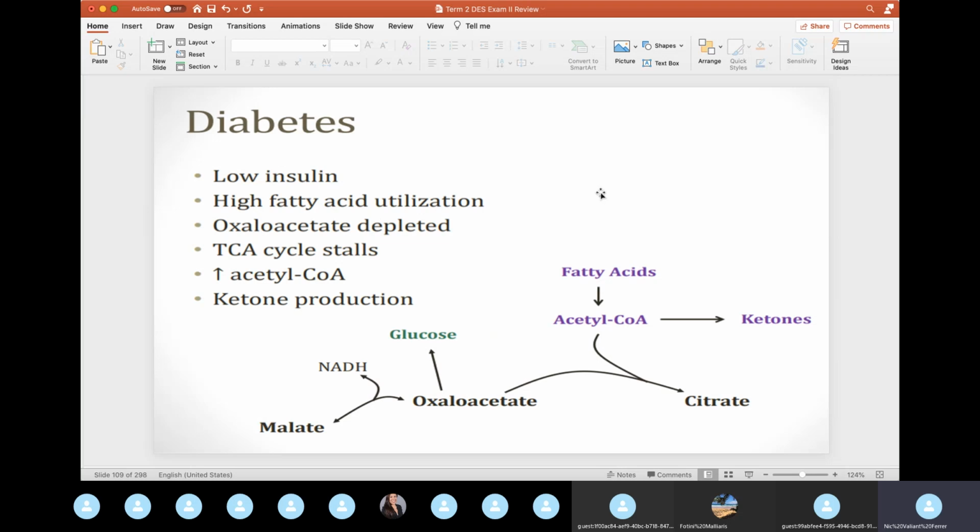Let's talk about diabetes. What is diabetes? So low insulin, high fatty acid utilization. You have oxaloacetate depleted in the TCA. The TCA cycle stalls. Why? You no longer have a substrate, oxaloacetate. Remember, oxaloacetate plus acetyl-CoA makes citrate, which is the beginning product of your TCA cycle. So that's how the cycle starts, right? You have an increase in acetyl-CoA and then you have ketone production. The acetyl-CoA cannot go to the TCA, right? So it goes to ketogenesis, the formation of more ketones.